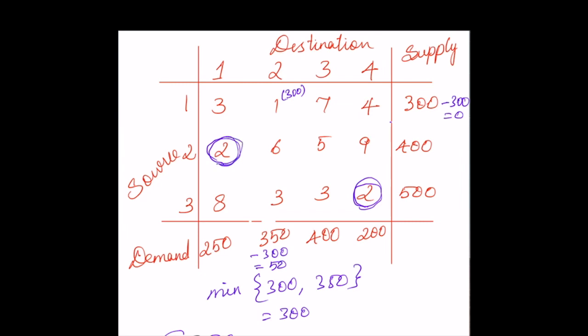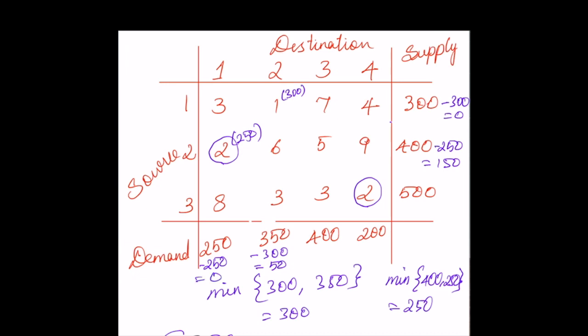If I select this 2, the supply is 400 and the demand is 250. The minimum among 400 and 250 is 250, so I'm allocating 250 here. After allocation, I subtract 250 from supply as well as from demand. 400 minus 250 is 150, and 250 minus 250 is equal to 0.